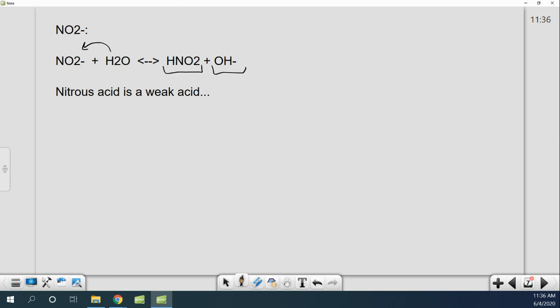If you take a look at your acid base list there, you can look up nitrous acid, and it's about halfway down. It's got a Ka of 5.1 times 10 to the negative 4. That is less than 1. That is a small number, which means this is a weak acid. Weak acid means what? Weak acid means not dissociating. If it's not dissociating, what does that mean?